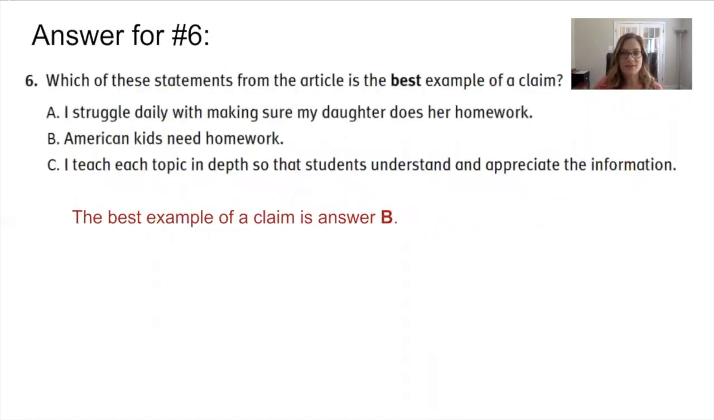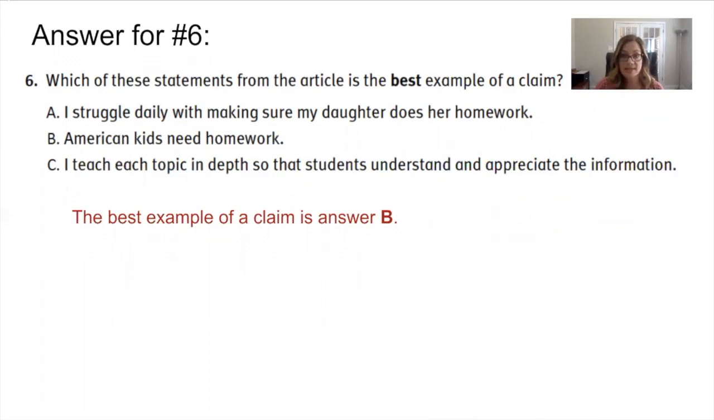And number 6, this was our multiple choice question. Which of these statements from the article is the best example of a claim? Now, before we just talk about the answer, I do want to make a point here. I always tell my students to pay close attention to words that are in bold or underlined in a question. That word is standing out to you for a reason.